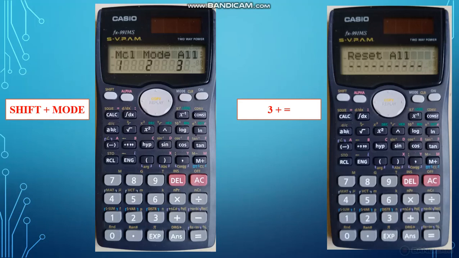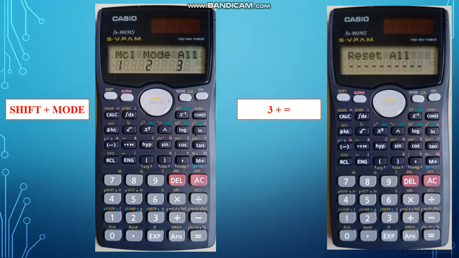First you press shift plus mode. If you press shift plus mode, the display will be like this: MCL, mode, all. After that you press 3 plus equal to. If you press 3 plus equal to, you will get the result, reset all.